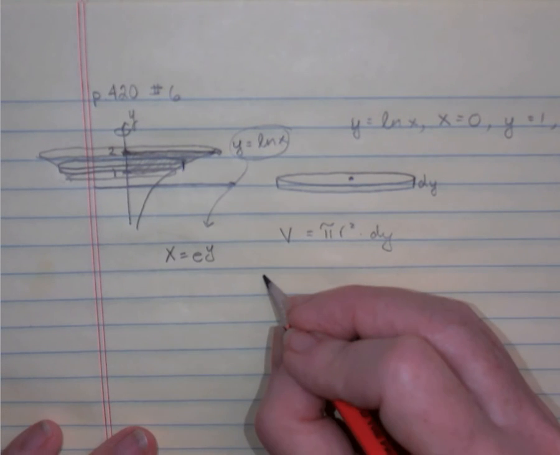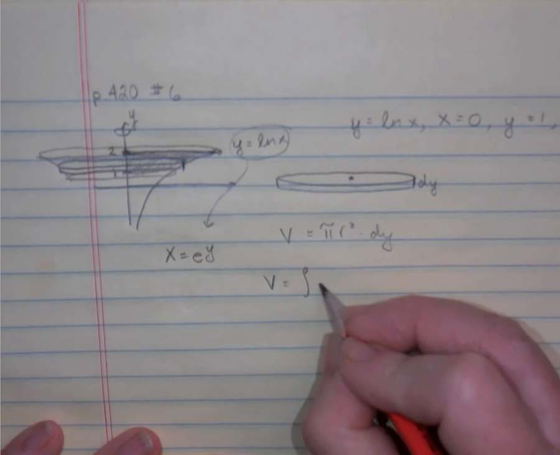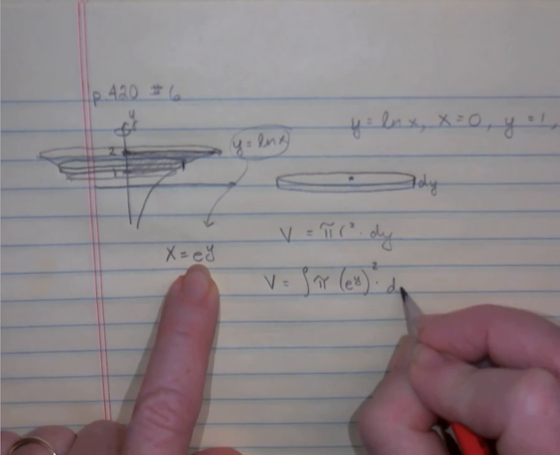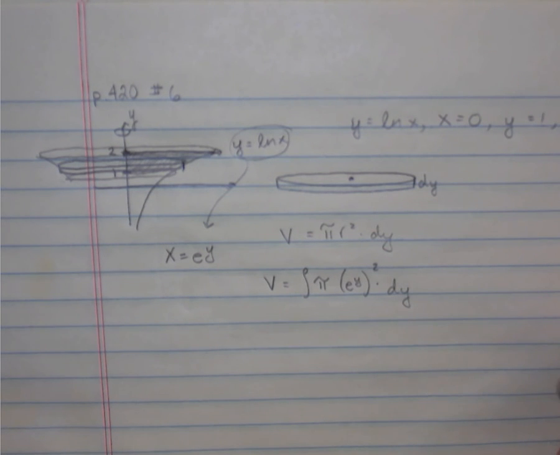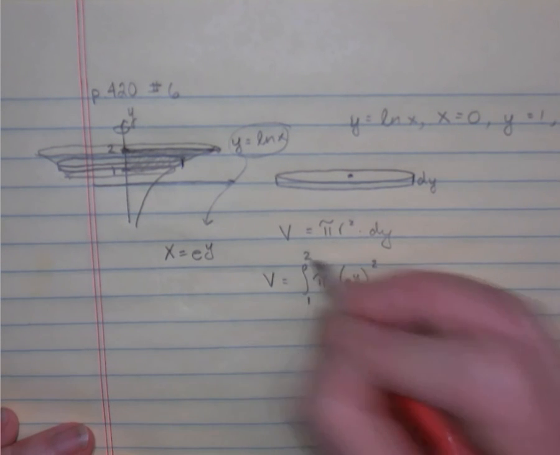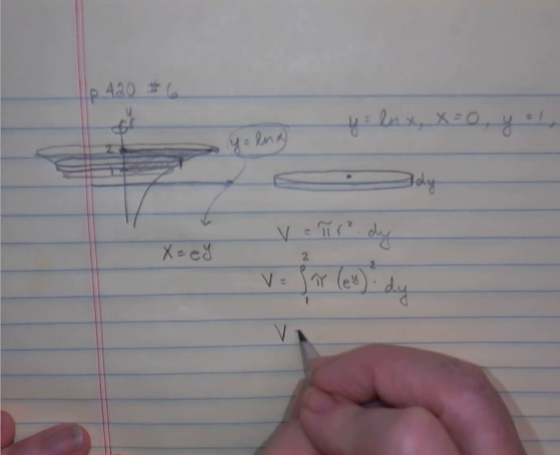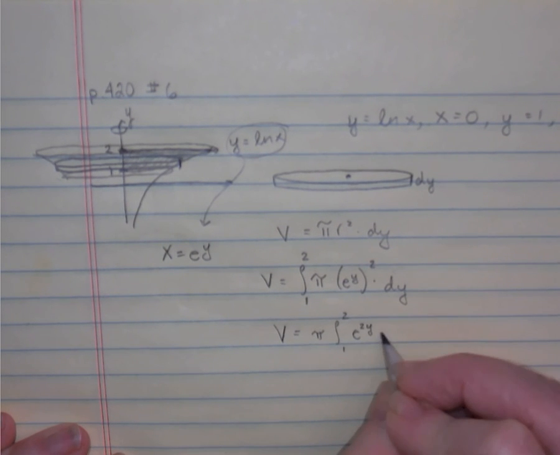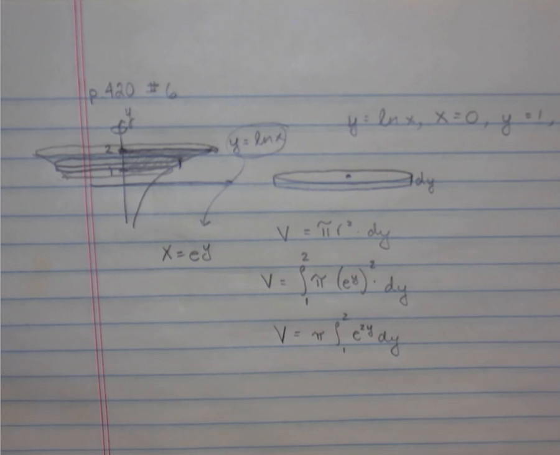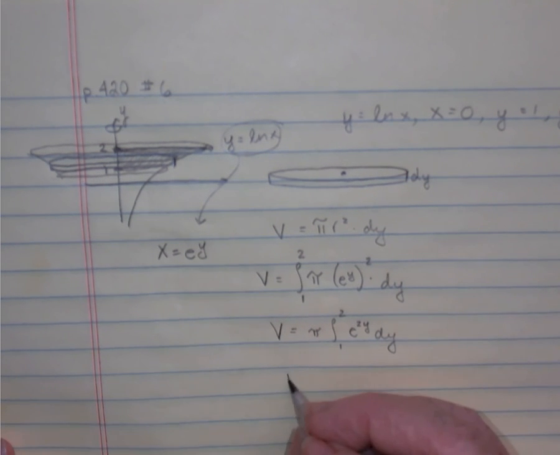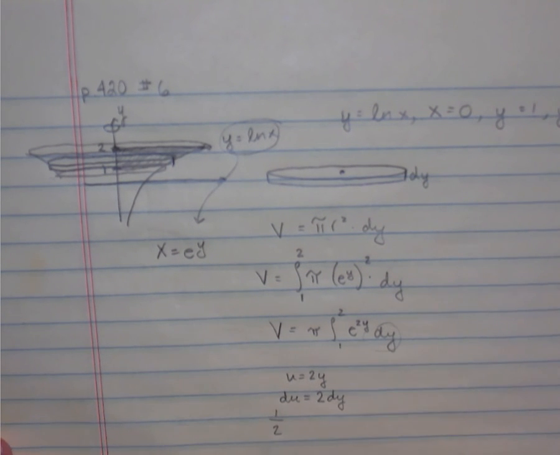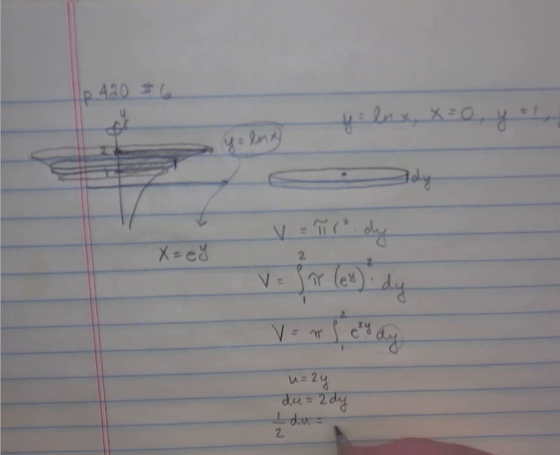So my total volume is going to be the sum of all of those disks. I'm going to have pi, my radius squared times the thickness, and my limits of integration, y going from 1 to 2. So our volume is pi times the integral from 1 to 2 of e to the 2y dy. This would be a situation where we would use substitution. I would let u be equal to 2y, so du is 2 dy. We don't need 2 dy, so 1/2 du equals dy.